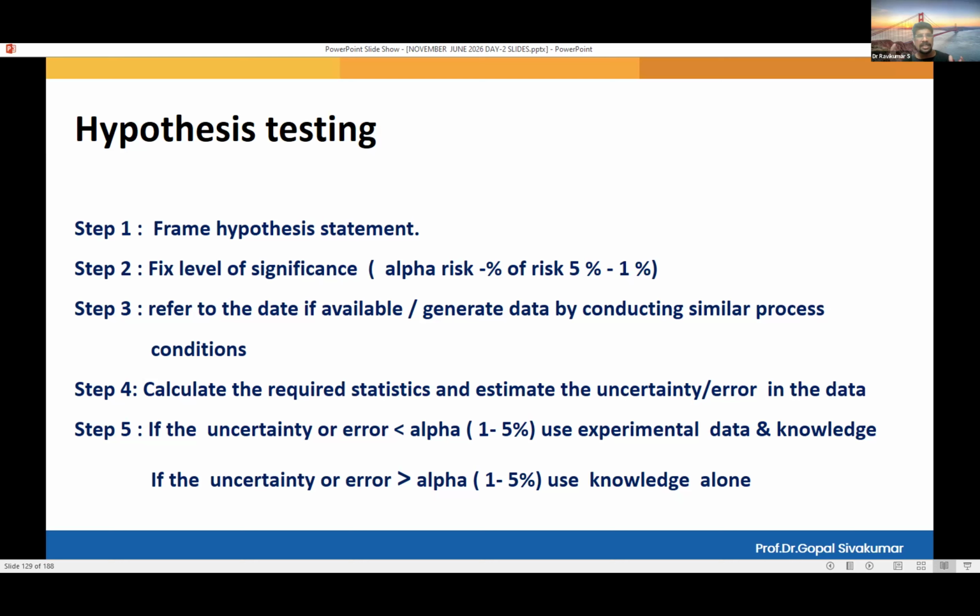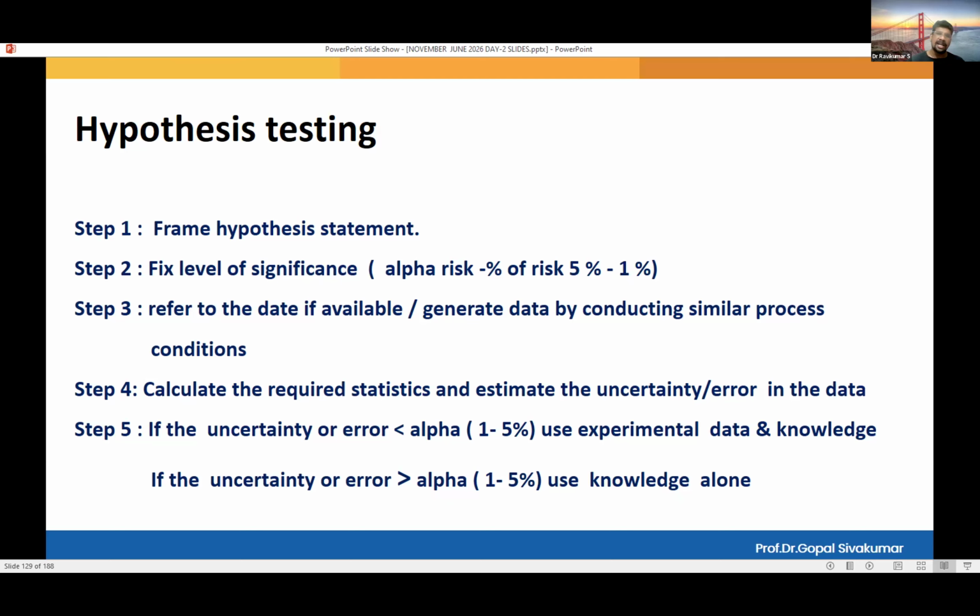Because the police don't have sufficient data. They don't have 100% data. They don't have sufficient, capable, adequate data to decide. So they create it. That is what we are going to do in the third step. Got it? So after that, you have to use the data and calculate the statistics.